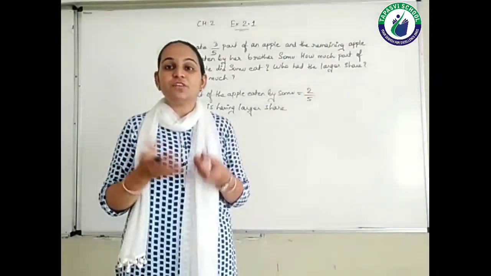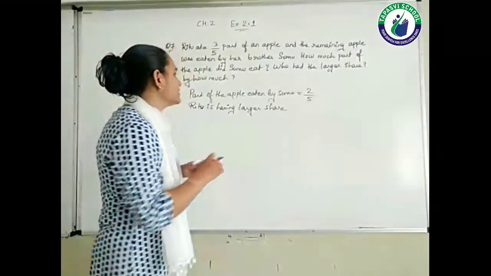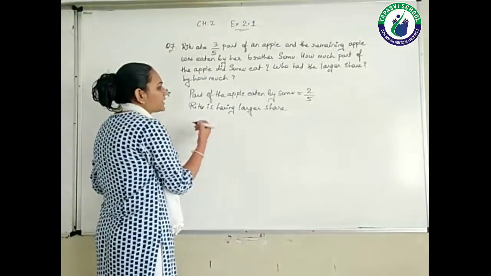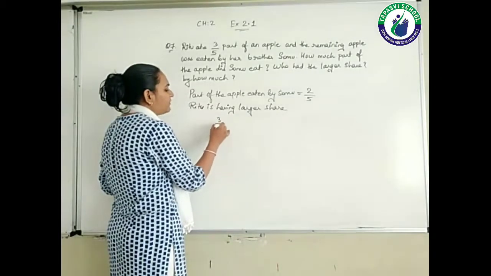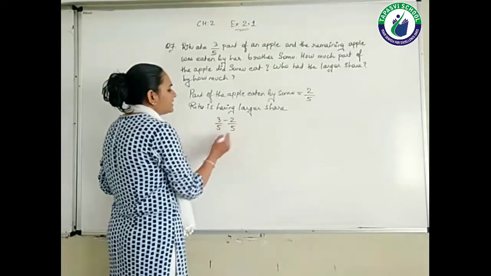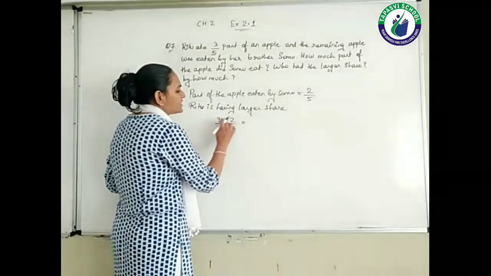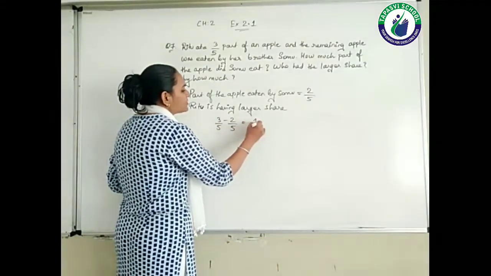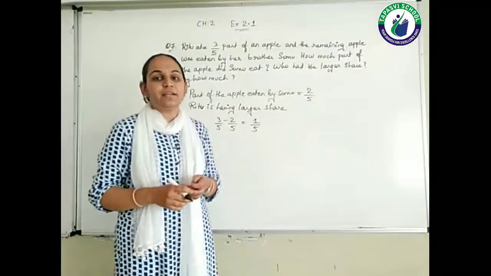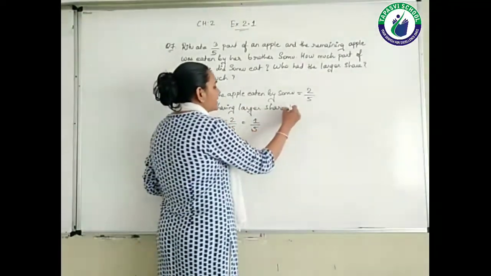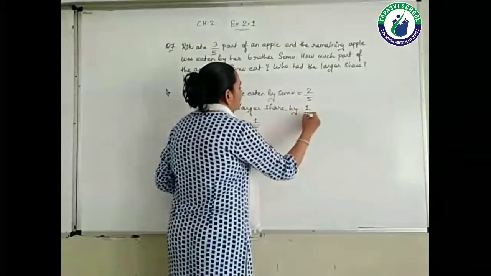By how much we have to answer it, right? So Ritu is having the larger share by how much? So 3 by 5 minus 2 by 5. Both the denominators are same, so just subtract the numerator. 3 minus 2 is 1 by 5. So Ritu is having the larger share by 1 by 5. So here the answer gets over, students.